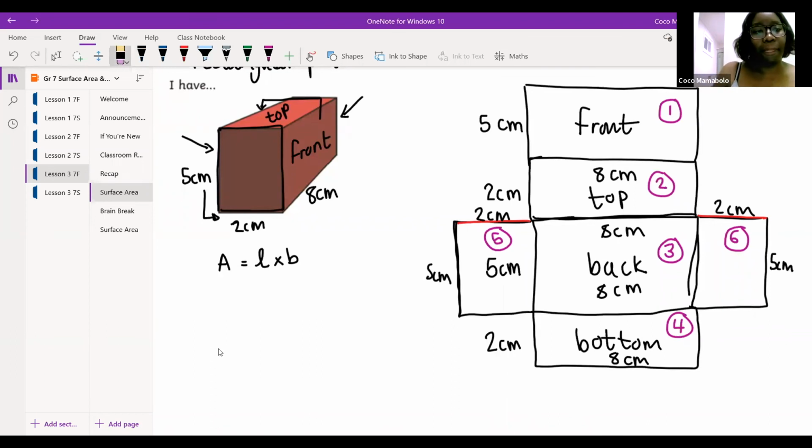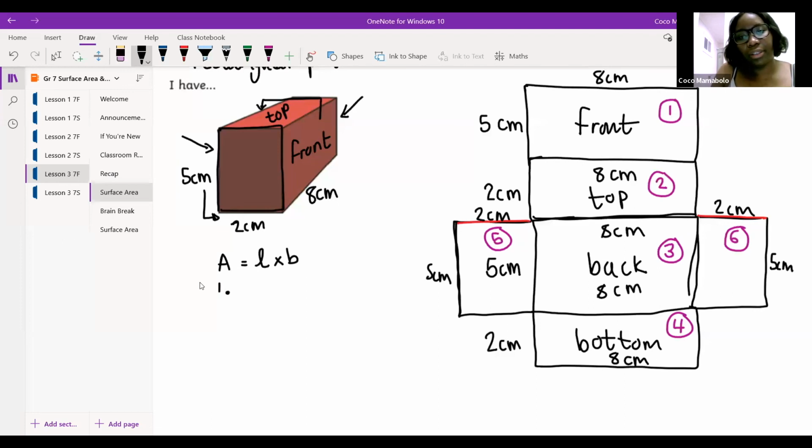Yes, Olonda? I chose number 1, ma'am. Excellent. We're going to have to do length times breadth. What was the length of our front side? It's 5 centimeters. That was the breadth, the short side. What is the length of this long side? It's 8 centimeters, ma'am. Excellent. Can you calculate the area of number 1 for me?